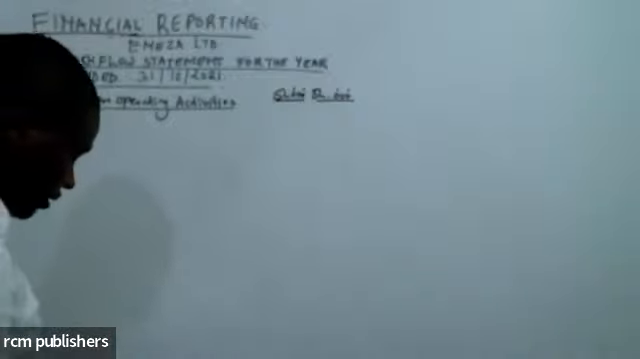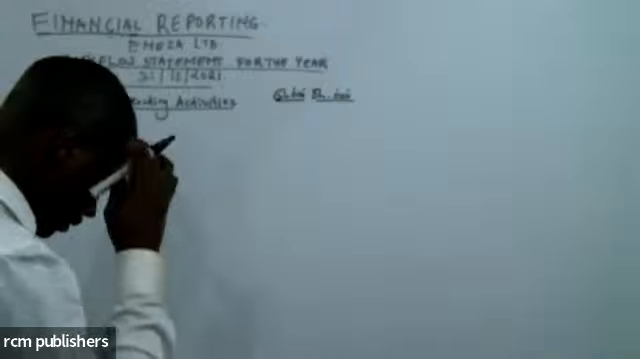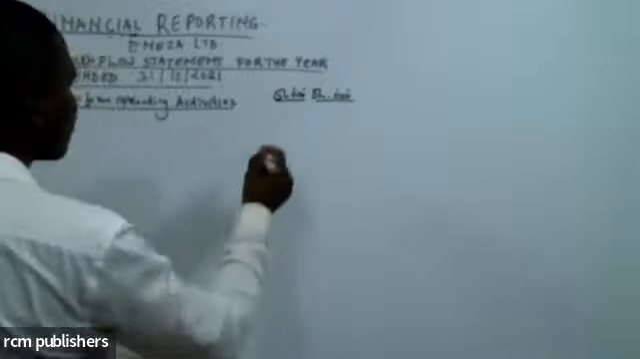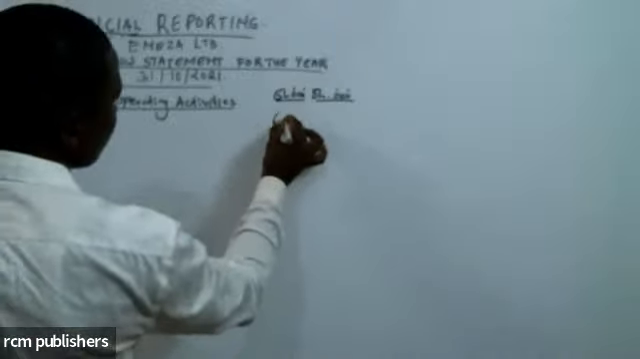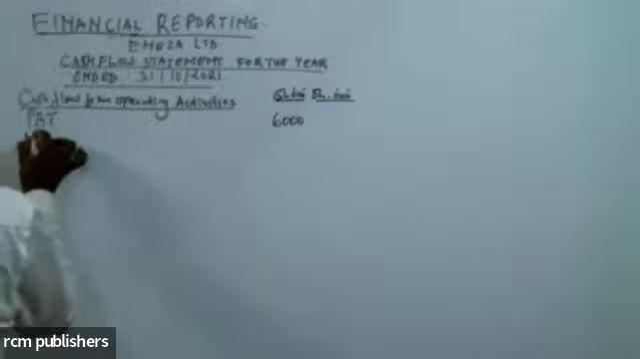It is 6,000. Profit before tax, we check in our income statement. In fact, it's 6,000 exactly. Profit before tax is 6,000, and then we adjust for what? Adjust for non-cash items.